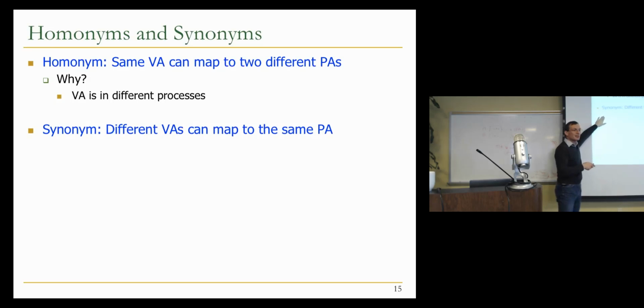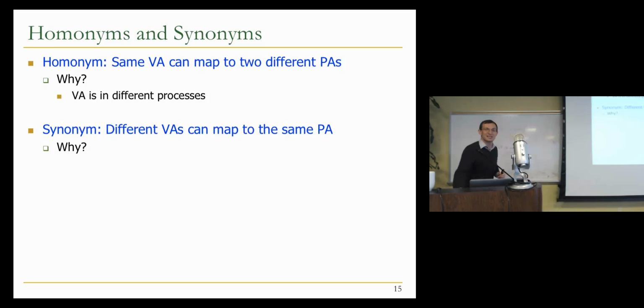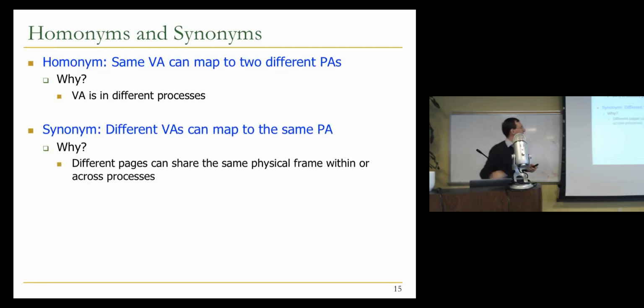Synonym problem is a little bit harder to solve because this happens within the same process. Different virtual addresses can map to the same physical address. Why could that be within the same process? Or across processes, actually, yes? Maybe you're reading the same part of a file, and then the OS just maps. That's right. Yes, that's basically one way of implementing memory mapping, right? Yeah, there are many reasons actually for this.